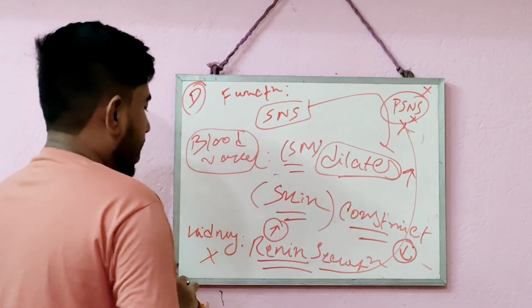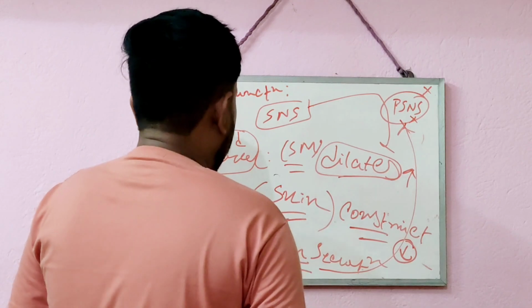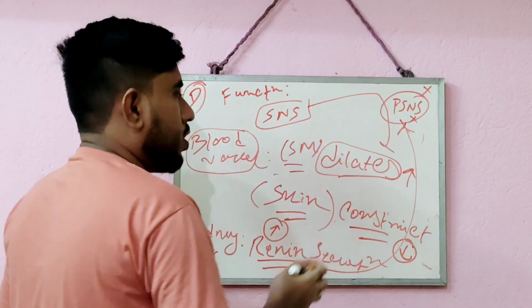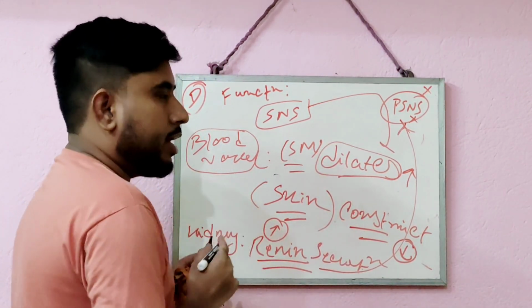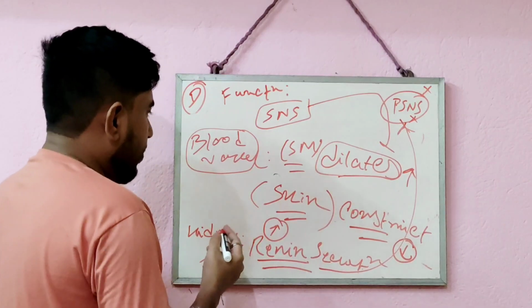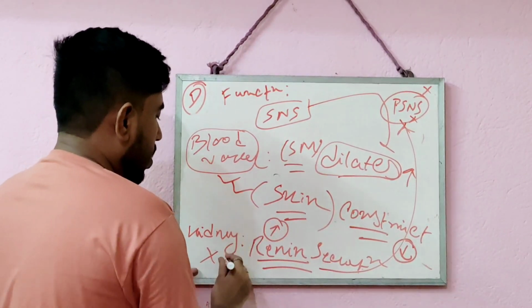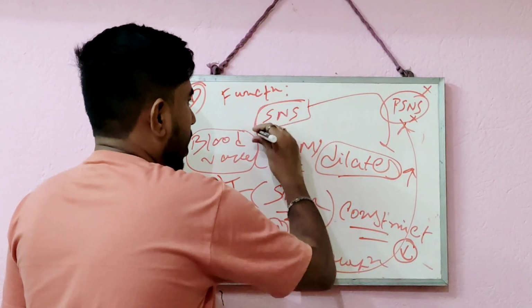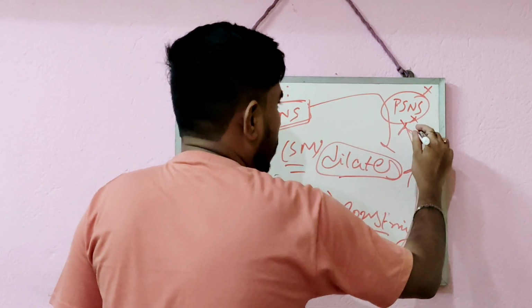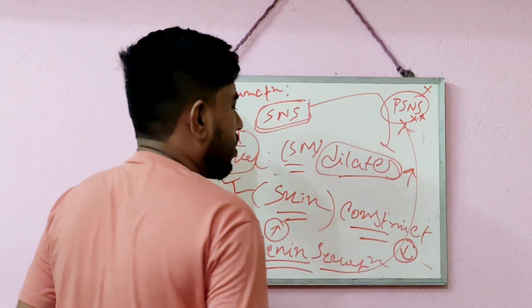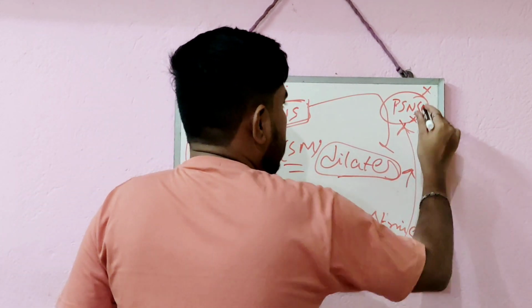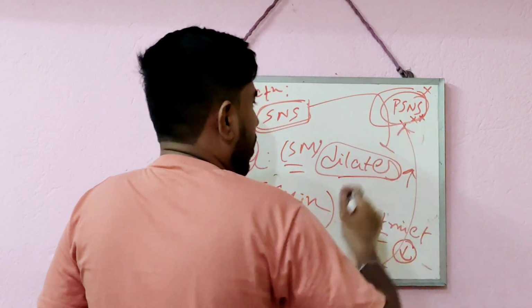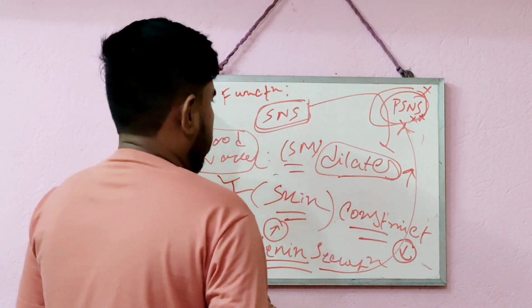So by that I have explained the organs where the SNS and PSNS do their opposite actions and maintain the balance of the body. Then I have discussed blood vessels and the kidney, where only the SNS does its action. They don't have any control by the PSNS or parasympathetic nervous system.